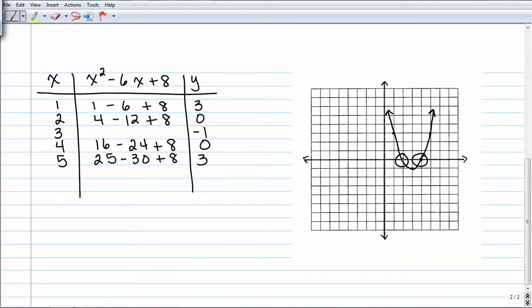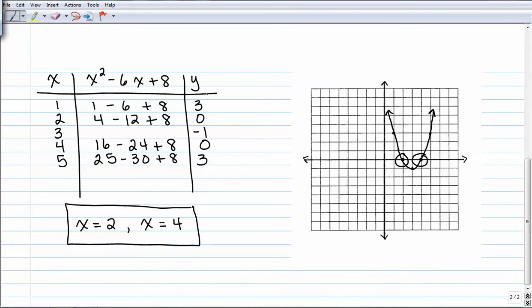At the point on the left, x is 2. So one of my solutions is x equals 2. The point on the right, at that point my x is 4, so x equals 4. So my two solutions to the quadratic equation, x squared minus 6x plus 8 equals 0, are 2 and 4.